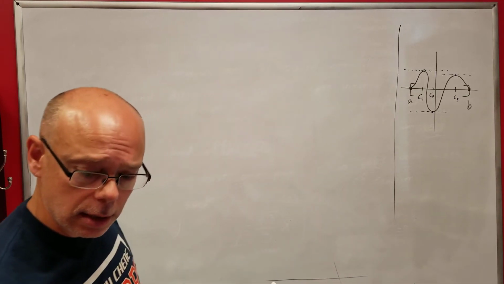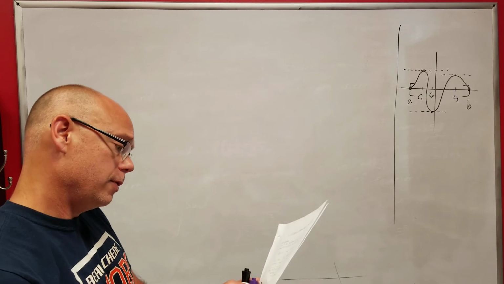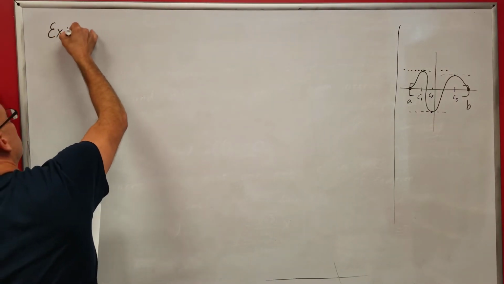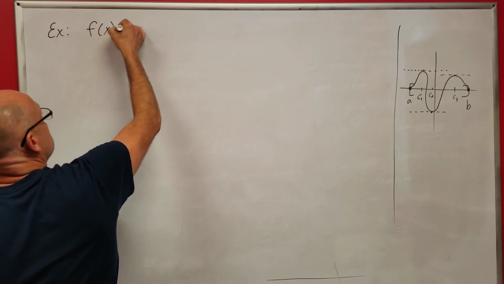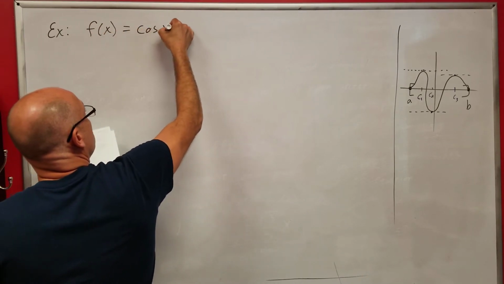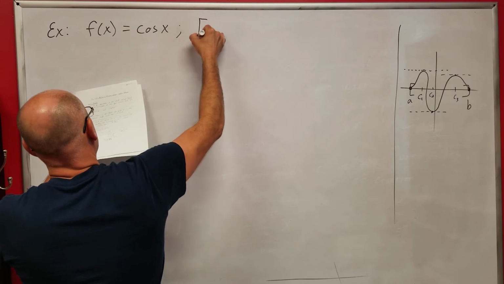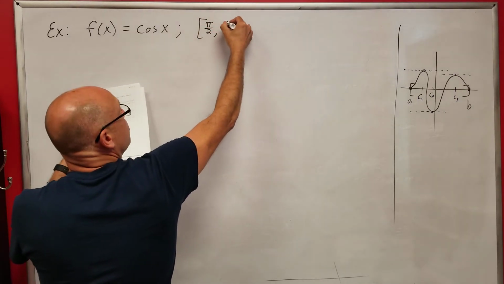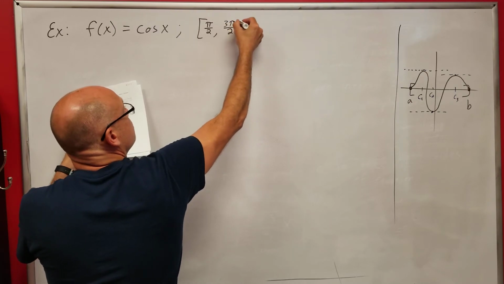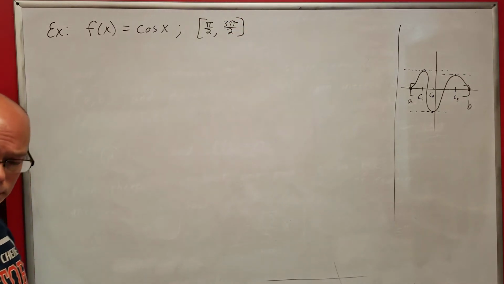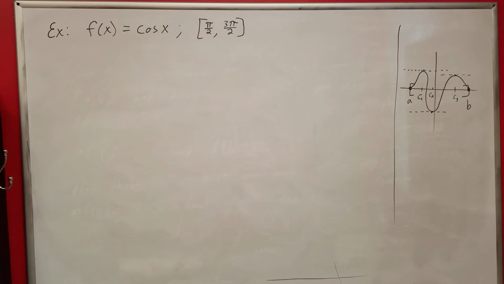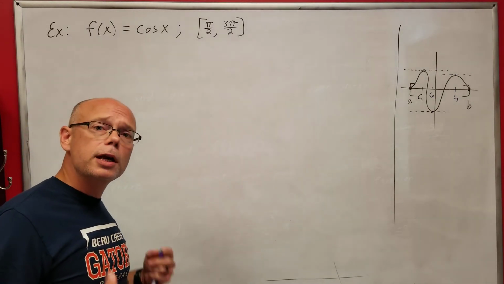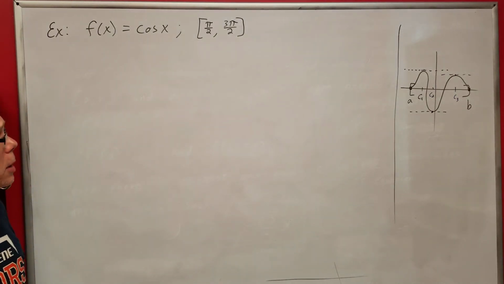Alright, so let me see what I have here. I have f of x is equal to the cosine of x, and then they give me the interval from pi over 2 to 3 pi over 2. All right. And they want me to find all values of C in this interval that satisfy the conclusion of Rolle's theorem. Well, let's check what we call the hypothesis of Rolle's theorem, okay?